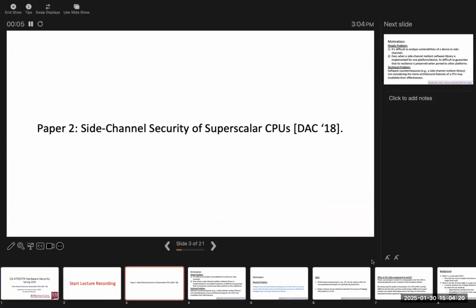So the paper we are going to discuss is "Side Channel Security of Superscalar CPUs," which was published at the Design Automation Conference in 2018.